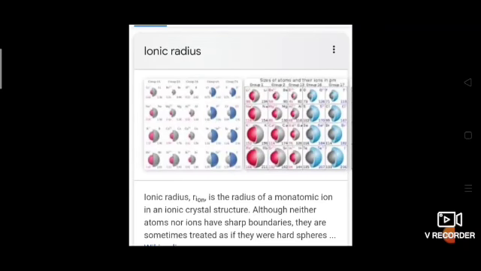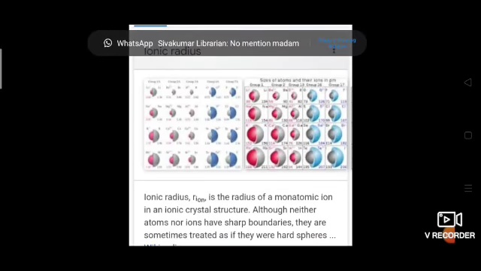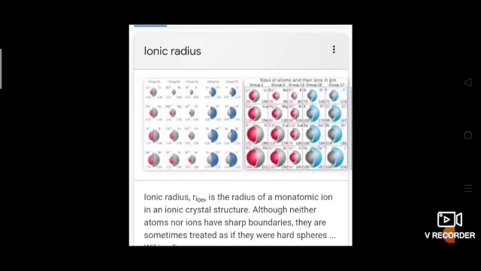Already this we have learned in 10th standard. Few properties we have learned. So in this we are going to learn few more properties. Okay, so you can recall the points what we have learned in 10th standard. So trends in physical properties.